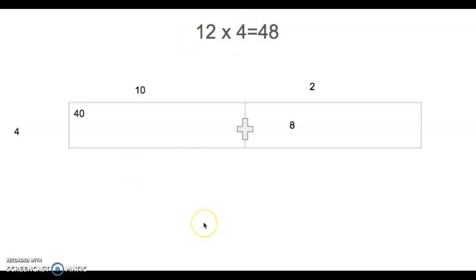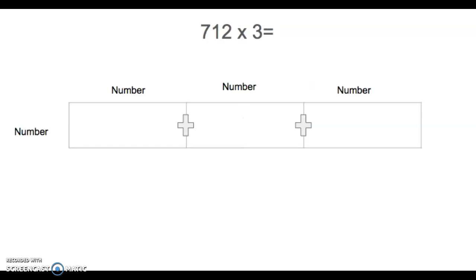So this is the exact same problem that we had on Monday, and we took apart our 12 and we looked at the place value. So again, we did 10 and 2, and we multiplied both of those by 4. So 10 times 4 is 40, and 2 times 4 was 8. We added those together, and we got 48. So today, we're going to do a more difficult problem, a 3-digit by a 1-digit.